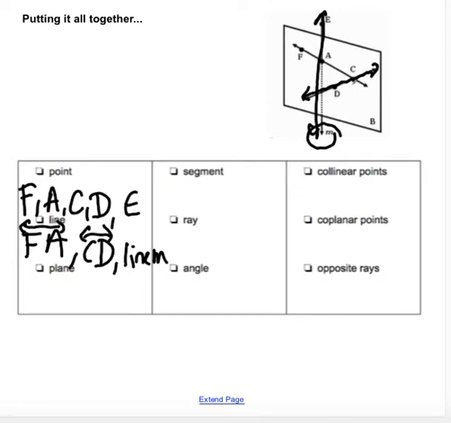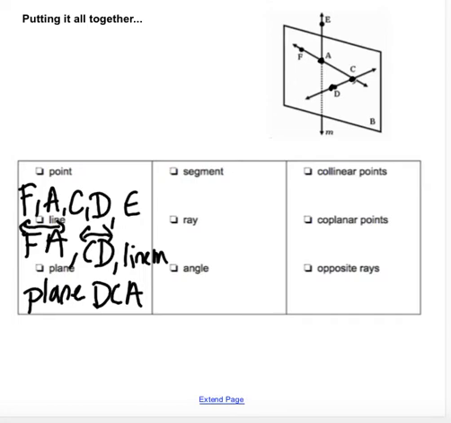Now our planes, remember, have to be 3 non-collinear points, so they can't be on the same line. So, I got points D, C, A. Those are not all on the same line, so I'm going to call it plane DCA. Also notice that this B does not have a dot next to it, so it's not a point. That is also what I can call my plane, so I can also call it plane B.